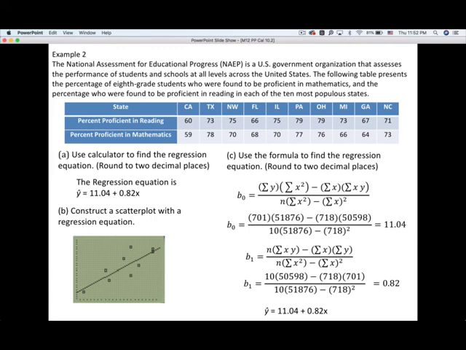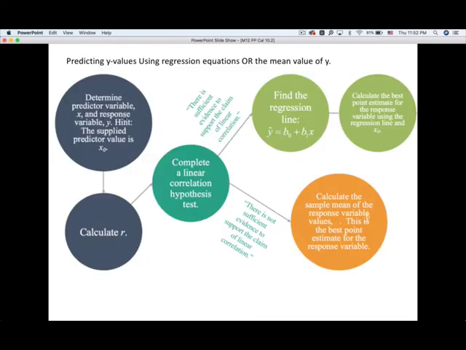Okay, so in the first 2 examples, we learned how to find the regression equation using the calculator or using the formula. And also we know how to construct a scatter plot with the regression equation. So now we need to know how to use this regression equation. Look at this chart here, predicting y values using regression equation or the mean value of y. So first, determine the predictor variable. Which one is going to be your explanatory? Which one is going to be the response variable?